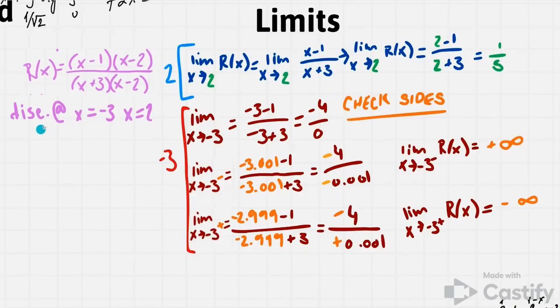The limits of the discontinuities at x is equal to -3 and x is equal to 2: the limit of x approaching 2 of r of x is 1 over 5. And as the limit of x approaches -3, the denominator would equal 0. So this means that we have to check both sides, using -3.001 for the negative side and -2.999 for the positive side. As x approaches -3 from the negative side, it's positive infinity, and from the positive side, it's negative infinity.